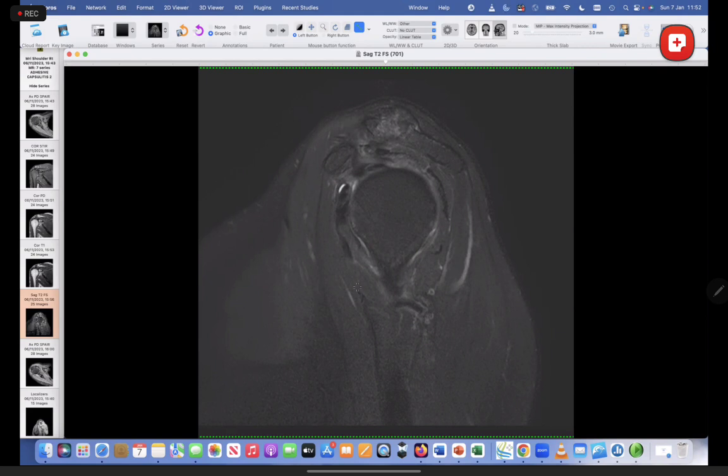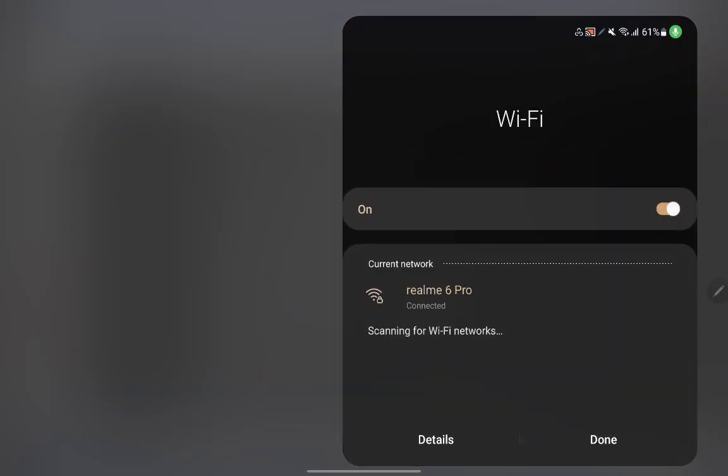Any questions on the sagittal? No questions?